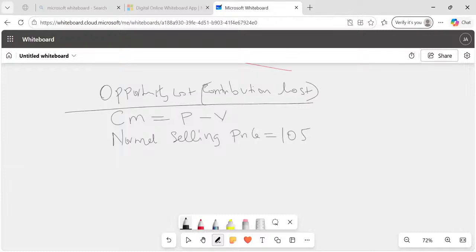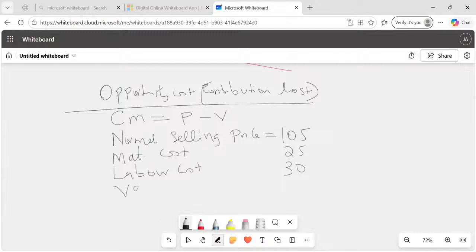Yes, I can see material cost of 25. I can see labor cost, not 15, but 30. Labor cost is 30. What I cannot see very clearly is the variable overhead.